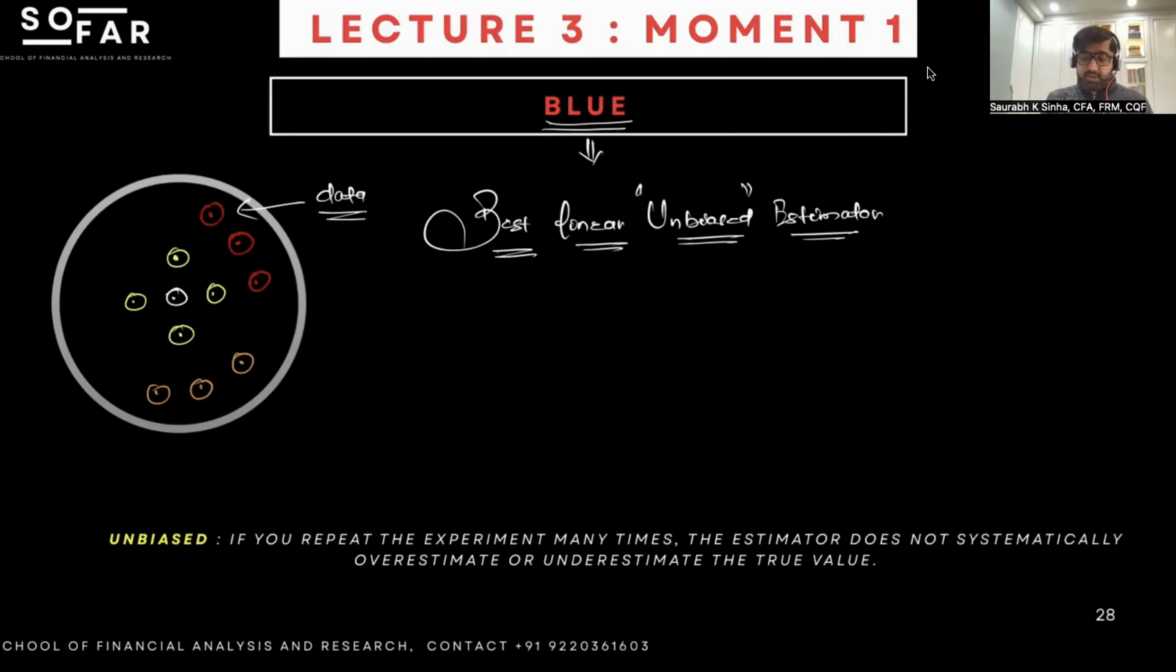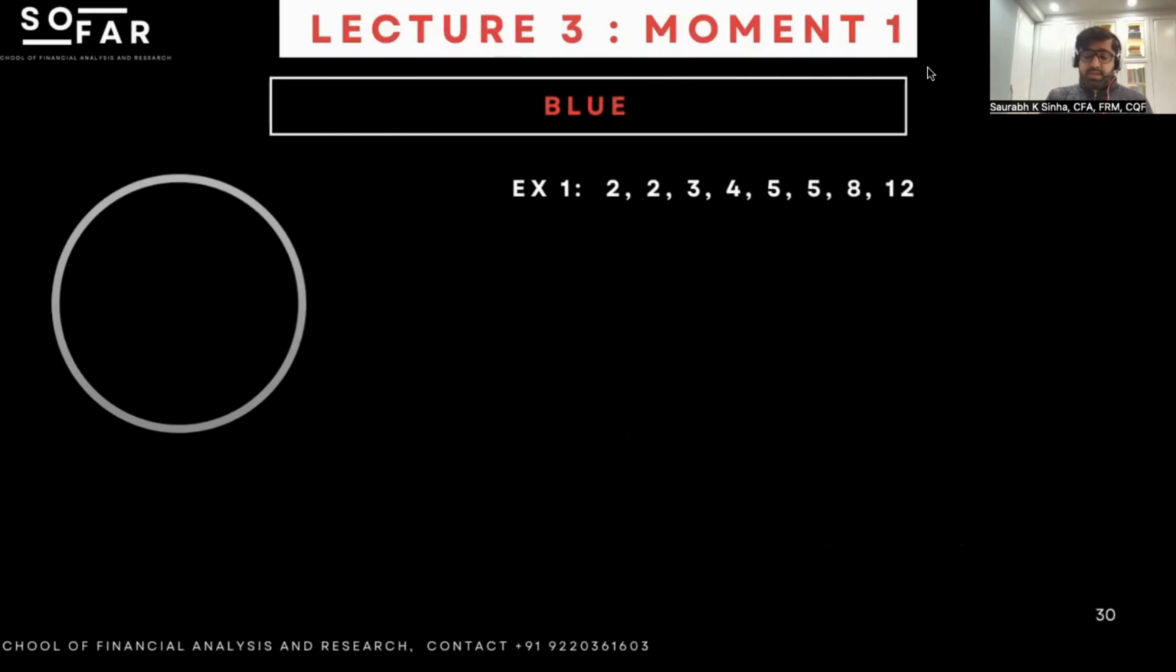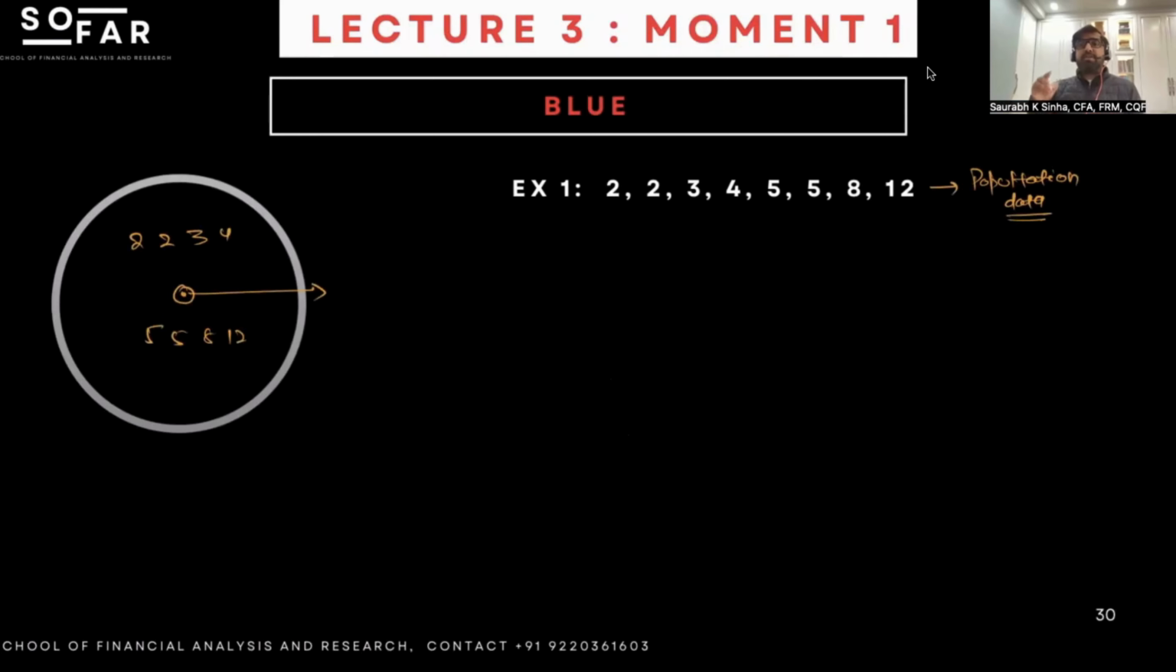Let's prove it mathematically. So this is your population data. When I say population data, it means it has all the data. It is the exhaustive data. 2, 2, 3, 4, 5, 5, 8, 12. And assume this is the center of the data. Now we have divided this whole population into two samples. This is one sample. This is one sample.